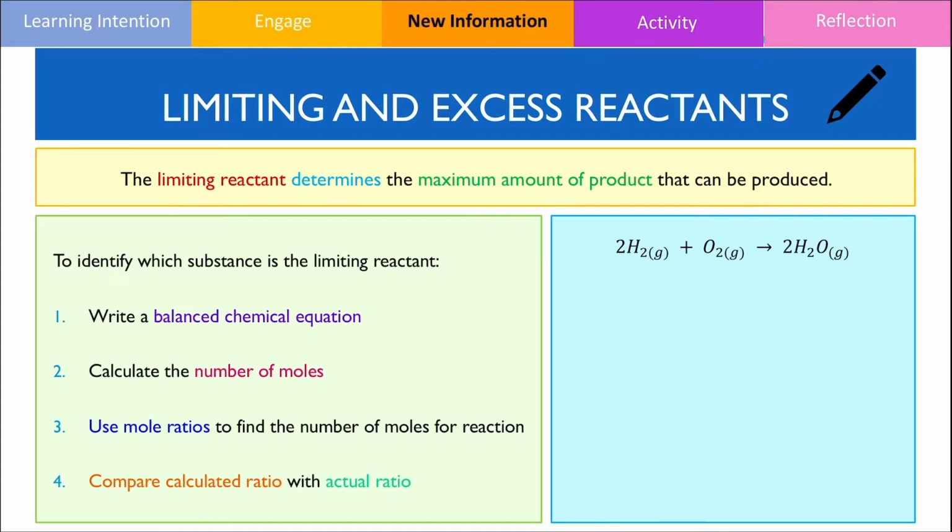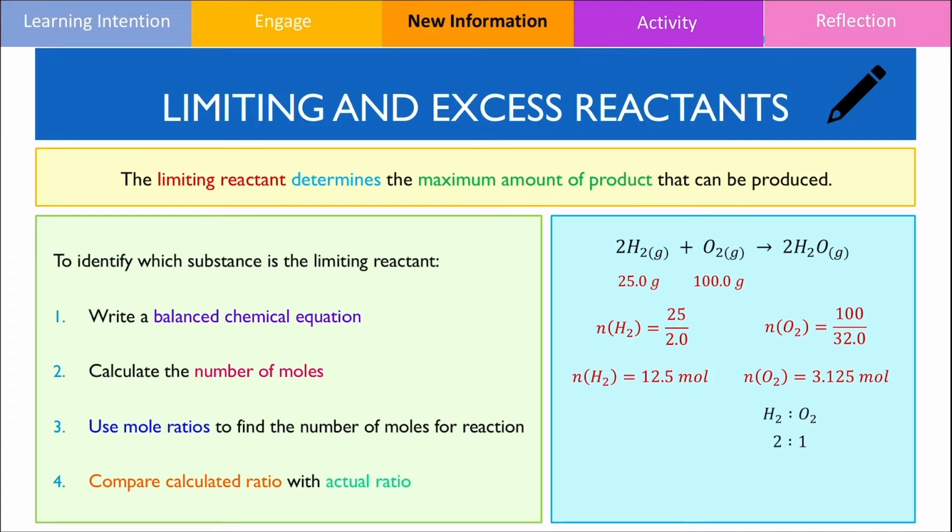In this example, we are already provided with the balanced chemical equation, so we can skip step 1. Let's say that we've got 25 grams of hydrogen and 100 grams of oxygen. To find the limiting reactant, we calculate the number of moles of each substance. From here, we need to use mole ratios to calculate the number of moles of the other reactant required from each known amount. In this example, we know that there's a 2-to-1 ratio between hydrogen and oxygen. Since we've got 12.5 moles of hydrogen gas present, the number of moles of oxygen gas should be half of this amount, hence the amount of oxygen consumed should be 6.25 moles.